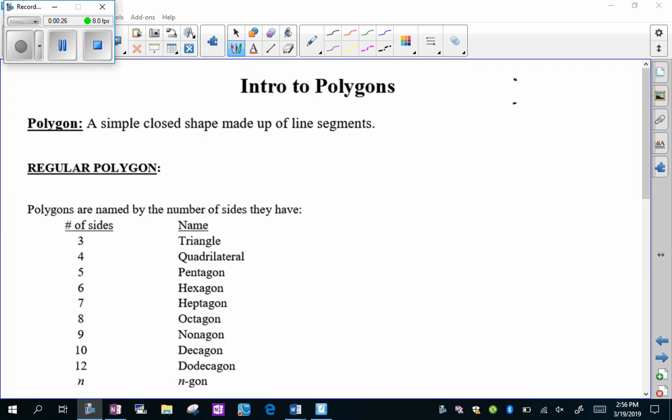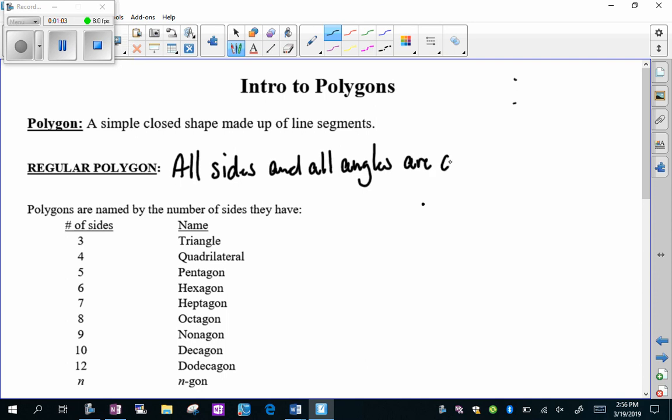Our definition says that a polygon is a simple closed shape made up of line segments. In the past, I've always taught that polygons are three or more sides closed. So that's another way of looking at it. Three or more sides closed. Okay, the second, a regular polygon. Well, a regular polygon is all sides and all angles are congruent. Okay, the fact that you have all the sides of your polygon and all the angles congruent, that makes it regular.